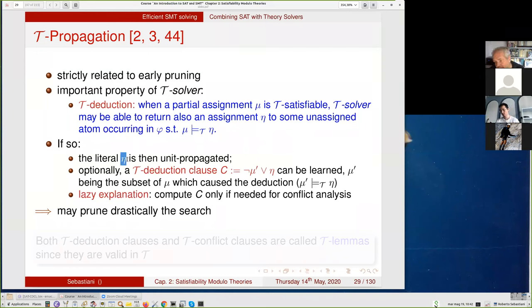First, give back to the SAT solver the mu, saying you should unit propagate this. Second, you can learn this clause either permanently or temporarily. In practice, since there are many, many such deductions, most SMT solvers do not learn this clause explicitly, but rather learn it only on demand. They compute it and add it to the formula only if it is required by conflict analysis. When conflict analysis has no justification, no antecedent literal for eta, then you compute this clause on demand.